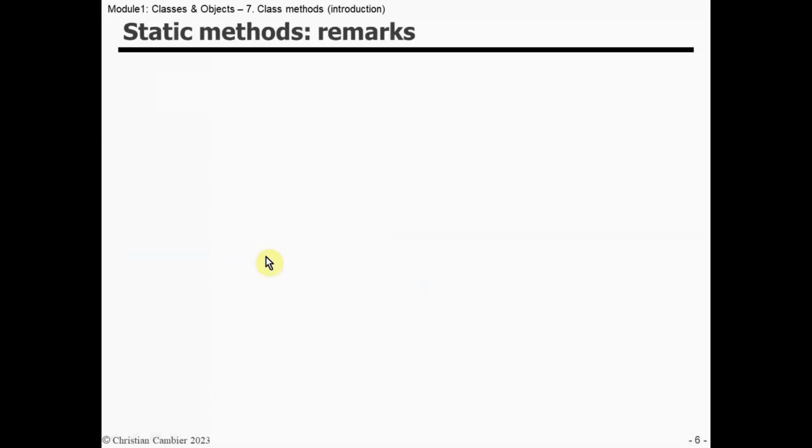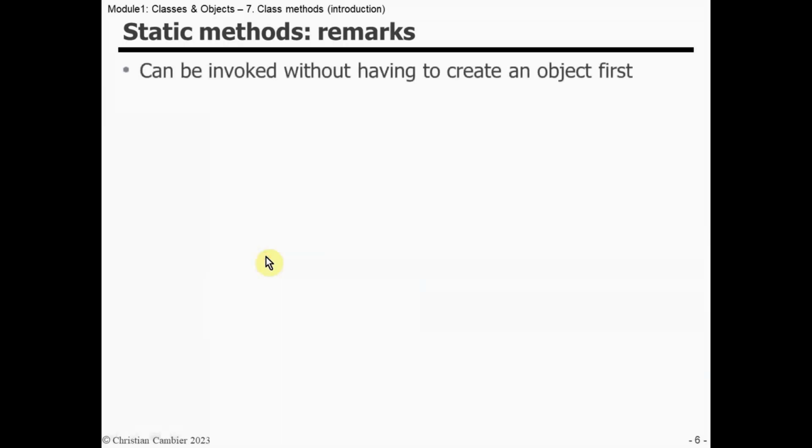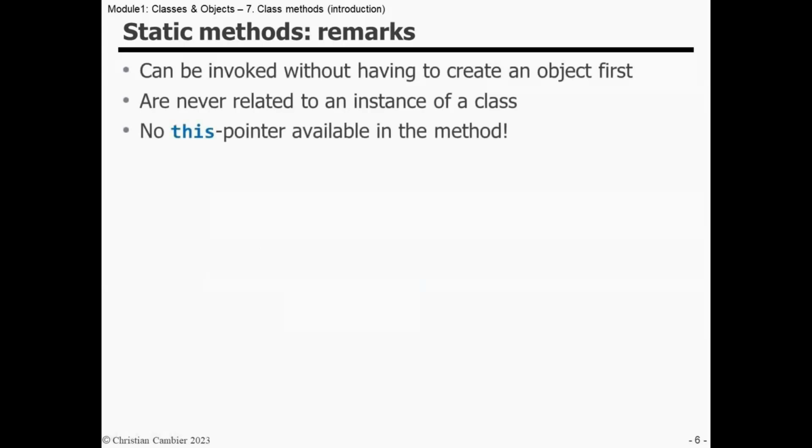A few remarks. First of all, a static method can be invoked without having to create an object first. They are never related to an instance of a class, and since not related to an instance of a class, there is no this available in the method.